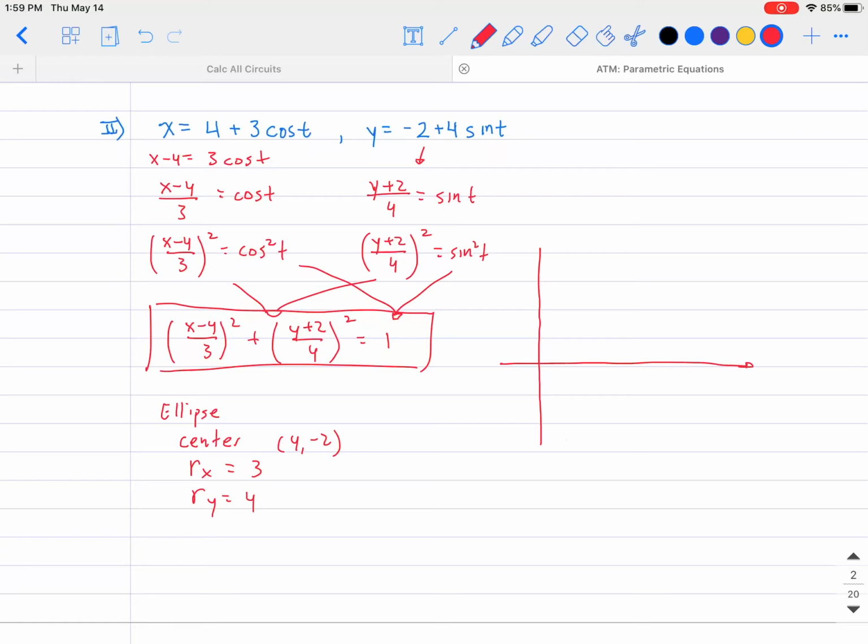So let's see, we're going to go to (4, negative 2). So that's like somewhere over here. Here's 4, here's negative 2. So that's the center of the ellipse. I will go out by 3 in the horizontal direction. So that means we're going to go out to this point over here, and this point over here. So that's across by 3, across by 3. And similarly, we're going to go up by 4 and down by 4.